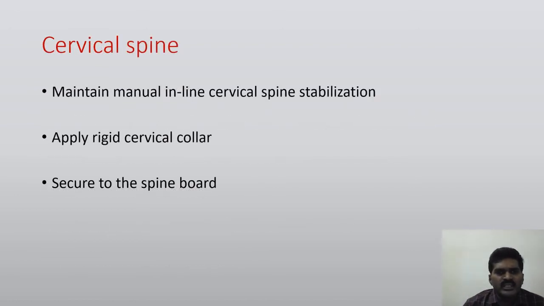The next component is cervical spine stabilization. As soon as you ascertain the scene and find the scene safe, you need to approach the patient and manually immobilize the cervical spine using the manual inline cervical spine stabilization technique. Apply a rigid cervical collar, an appropriate size of cervical collar has to be applied, and secure the patient to the spine board.